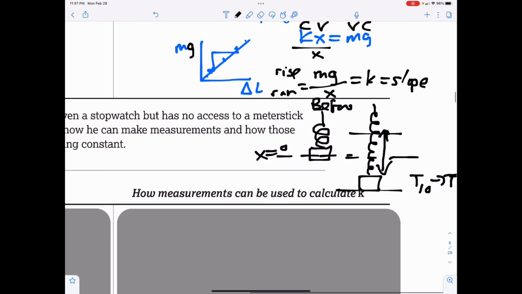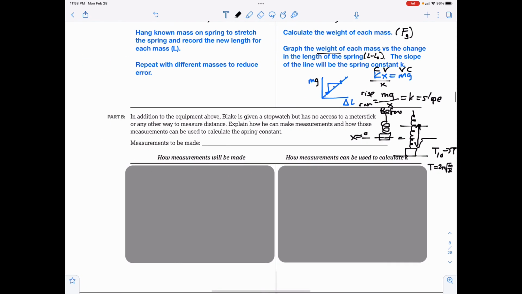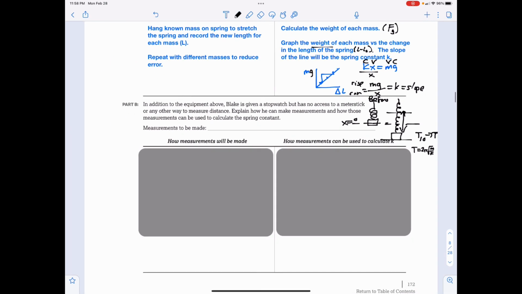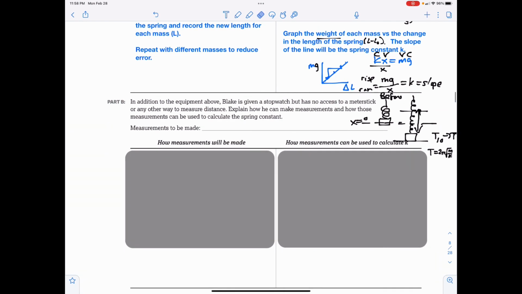Then we can use our equation, T equals 2 pi times the square root of m over k, and that will help us create a graph that will help us solve for k that way. So we're using the period of an oscillating mass. That's what Blake is doing. So let's re-describe those measurements again.